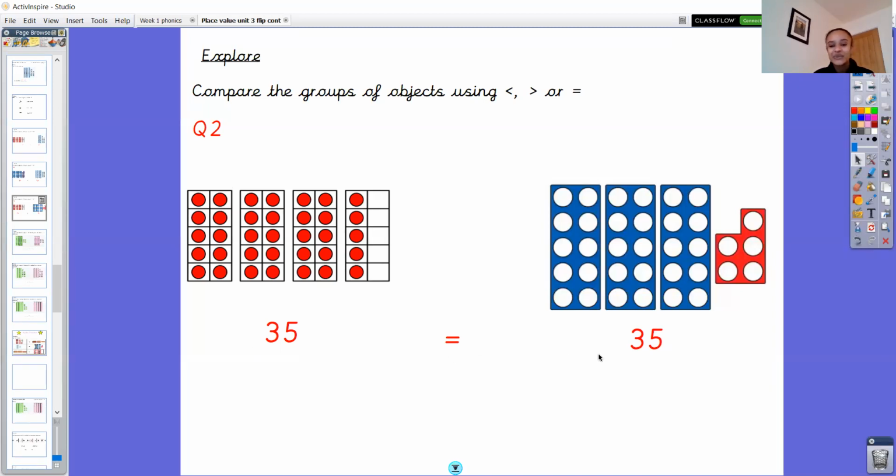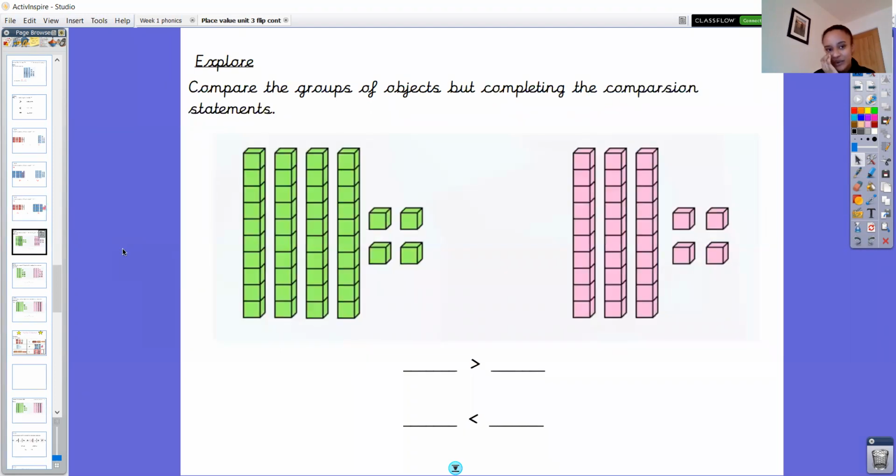35 is equal to 35. Can you say that with me, ready? 35 is equal to 35. Brilliant job, well done. Okay, so we're going to move on to another explore question.